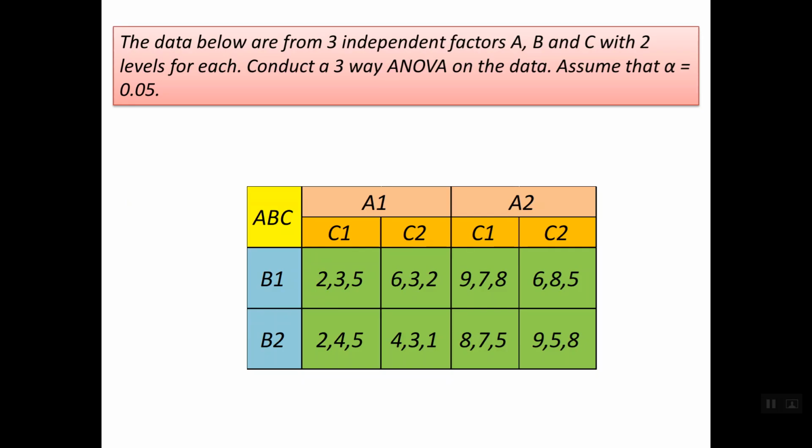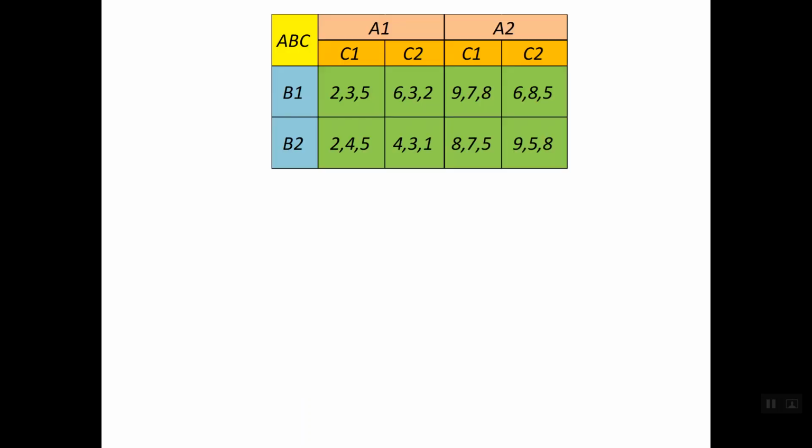This is the question. What we have in this table are data that come from three independent factors A, B, and C, and each of these three factors has two levels. What is needed is simply to conduct a three-way ANOVA on these data. Assume that the significance level is 0.05. Before starting the calculations, let's understand all the details of the question.